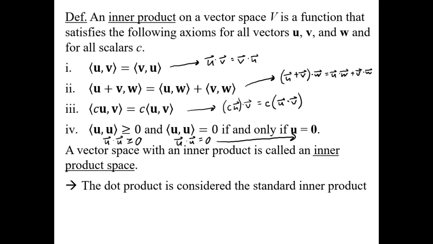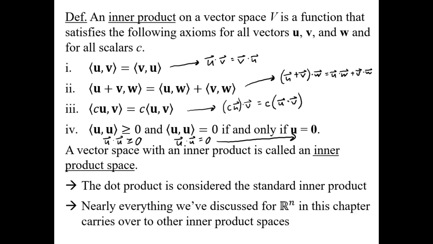Dot product is considered the standard inner product, and in fact, we're going to see some inner products within Rn that are not the dot product we've looked at before. So just keep in mind that there's more than one inner product that can be applied to a vector space. In Rn, dot product is an example of an inner product, but there are others that exist as well.